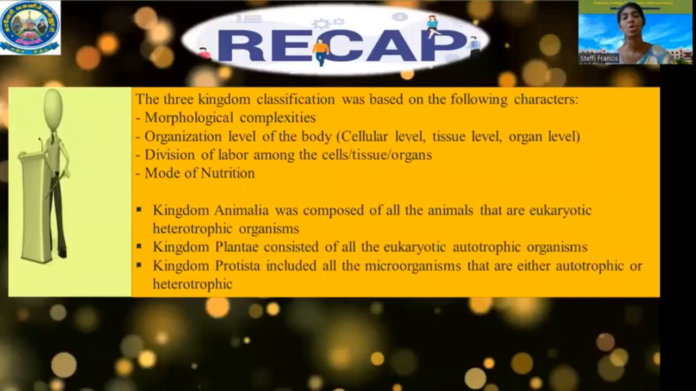Now let us have a small recap. The three kingdom system of classification was based on the following characters, which include the morphological complexity, organization level of the body like cellular level, tissue level and organ level, division of labor among the cells, tissues, organs, and mode of nutrition. Kingdom Animalia was composed of all animals that are eukaryotic and heterotrophic organisms, whereas Kingdom Plantae consisted of all eukaryotic autotrophic organisms. Finally, Kingdom Protista includes all the microorganisms that are either autotrophic or heterotrophic.